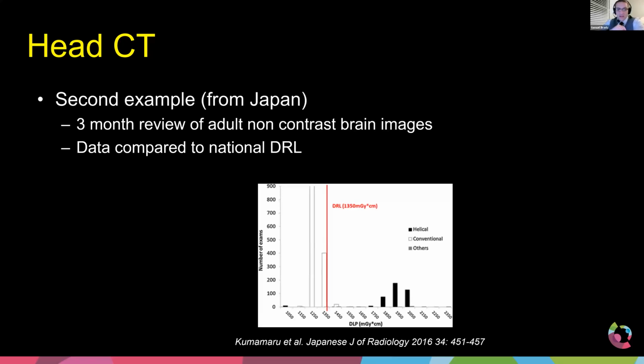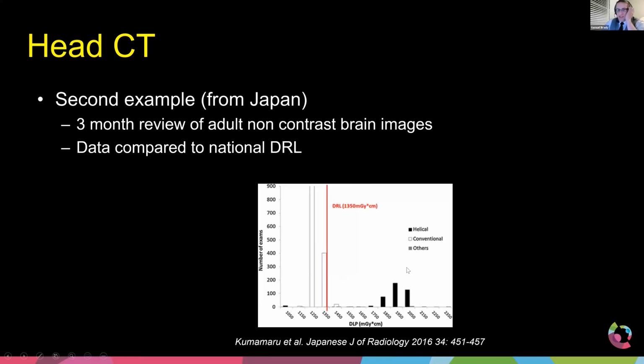In Japan, back in 2016, they had several hospitals that were doing routine head exams. This is for adults, non-contrast adult brain imaging. And they just took the data and they wanted to compare it to their national DRLs. And these values, milligram per centimeter, this is the dose length product. So not volume CTDI, but these are DLPs.